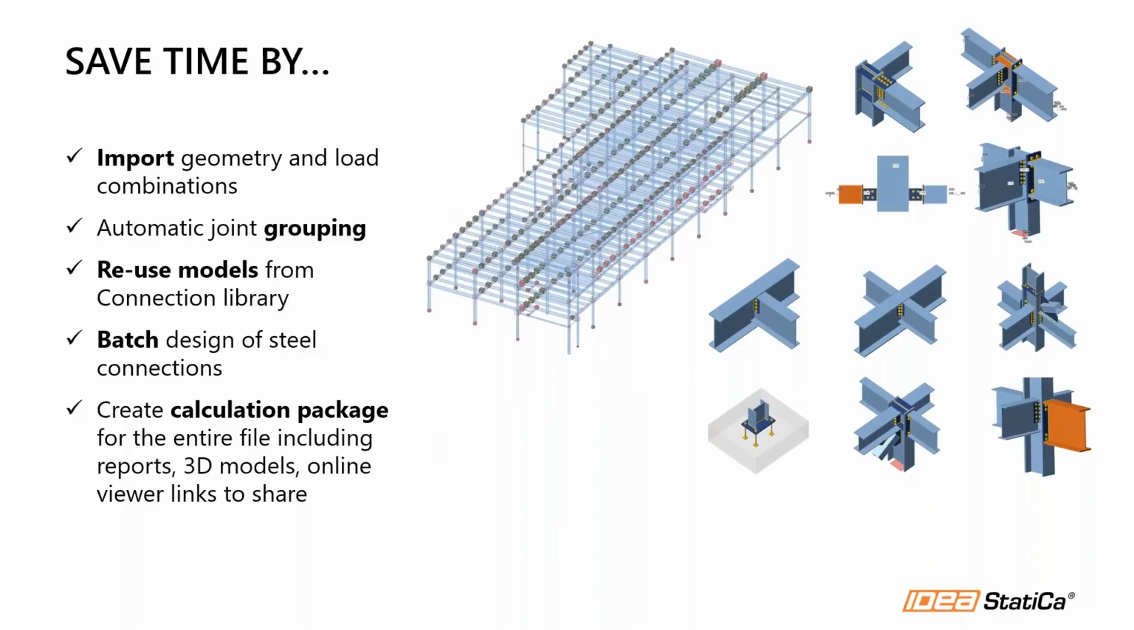Checkbot saves you time by grouping the joints by typology. So this will do an automatic grouping for you. The connection library, as you saw, can help you to reuse models and save modeling time. Then the calculate all option for groups that we saw helps you to populate the design to all the joints in the group and run the analysis with a single click.